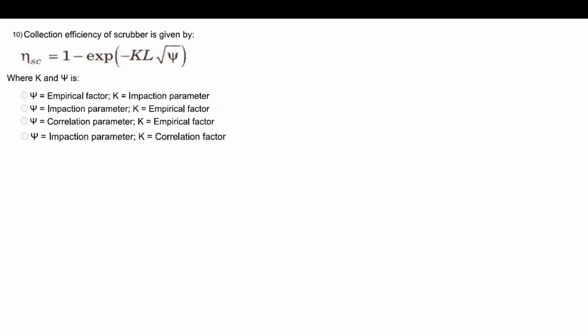Next question. Collection efficiency of scrubber is given by this. Psi here is, as mentioned, the impaction parameter, and K is an empirical factor. These are kind of constants which have their own significance.